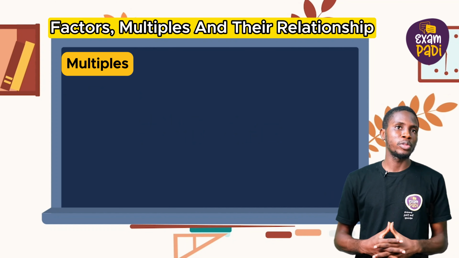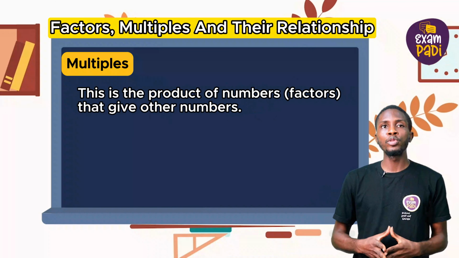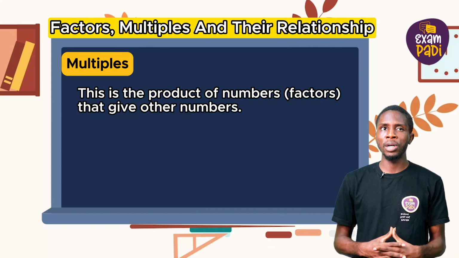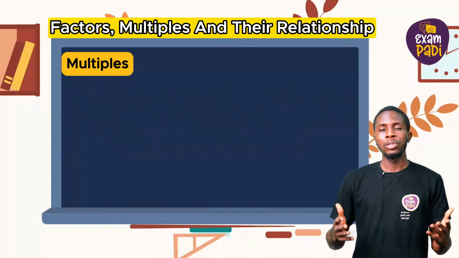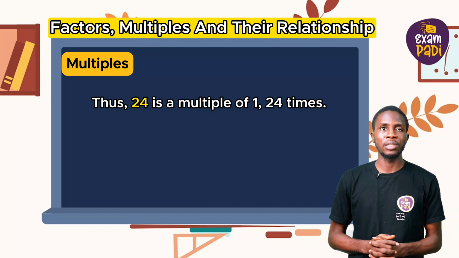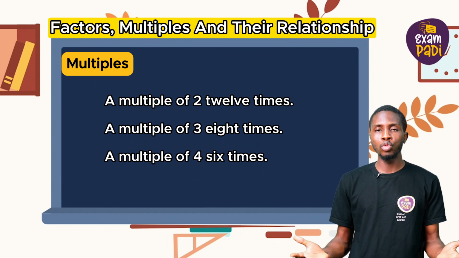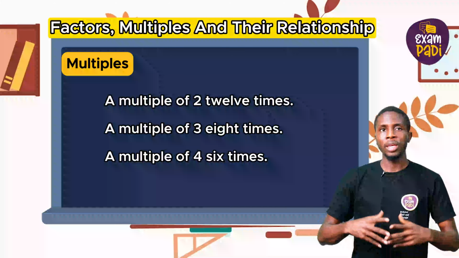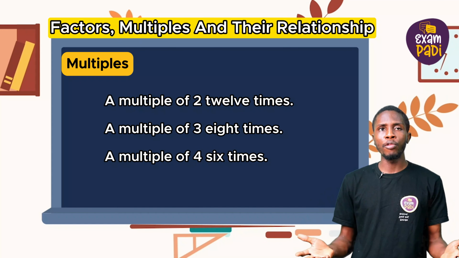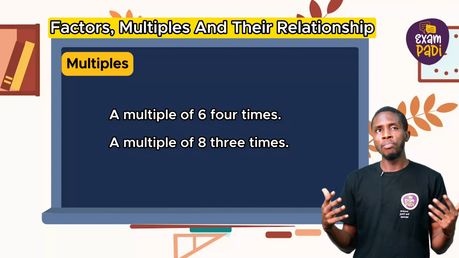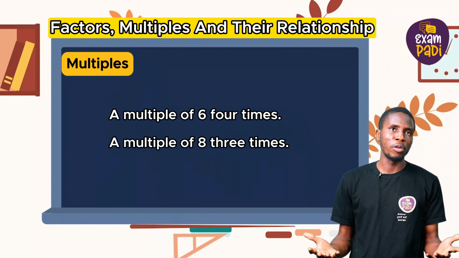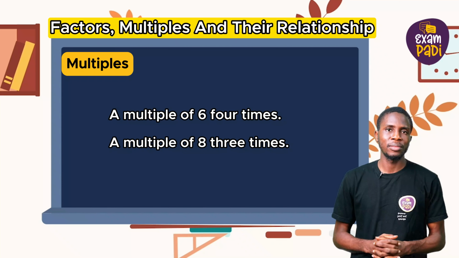What then are multiples? This is the product of numbers or factors that give other numbers. Thus, 24 is a multiple of 1 24 times, a multiple of 2 12 times, a multiple of 3 8 times, a multiple of 4 6 times, a multiple of 6 4 times, and a multiple of 8 3 times.